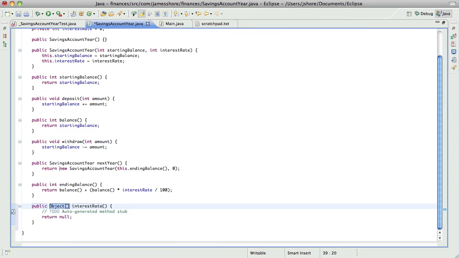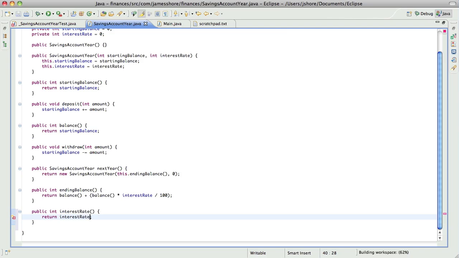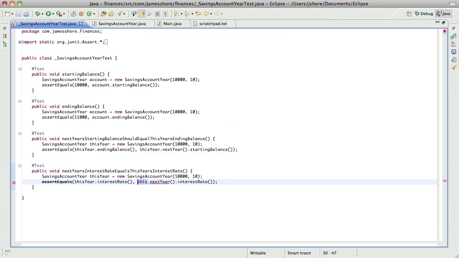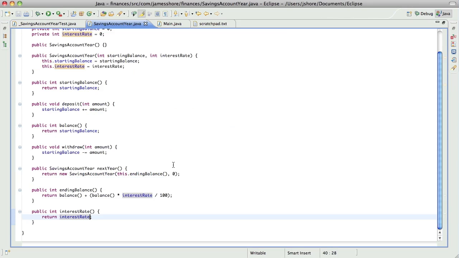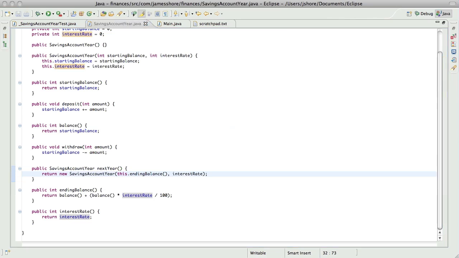Okay, let's create an interest rate method. And it's int. And this is going to be interest rate this year. Okay, that should work. No, it's not going to work because I've got it hard-coded to 0. But as soon as I put in the interest rate here in the constructor, that should work.